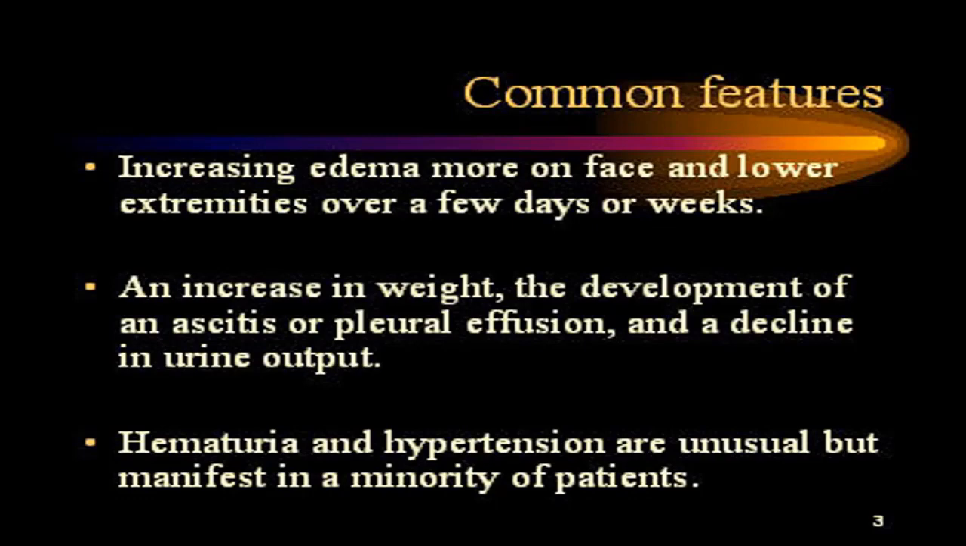They start after this to have increasing edema and increase in weight. There will be accumulation of fluid in any part of the body: in the pleura, ascites, lower limbs. Very rarely we can see a change in color or an increase in the blood pressure, which we call hypertension, or hematuria. They are unusual presentations in the idiopathic form.